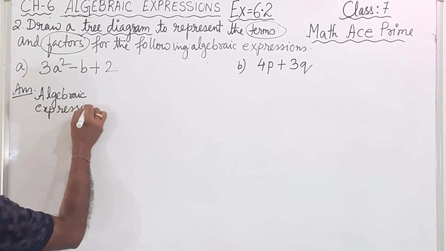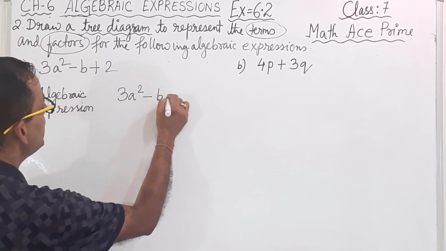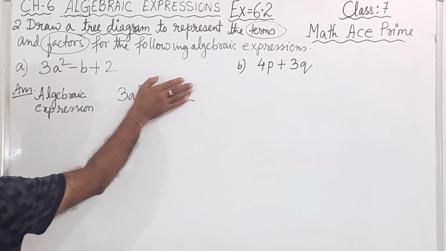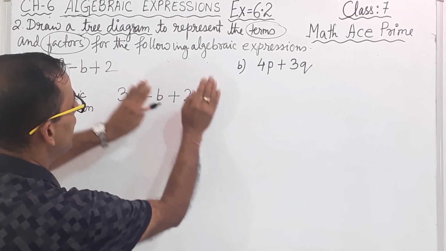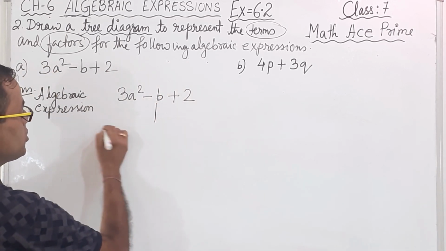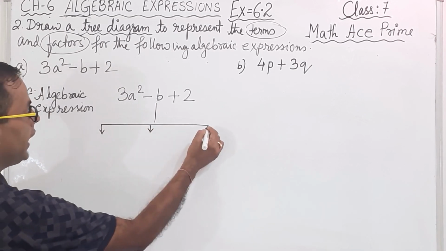Clear now? And what I will write here? 3a square minus b plus 2. Now here how many terms are there? If you see nicely, this is one term, then next one is what? This is the second term, and the next one is what? This is the third term. So 3 terms are there. So we will divide it into 3 parts, 1, 2 and 3.